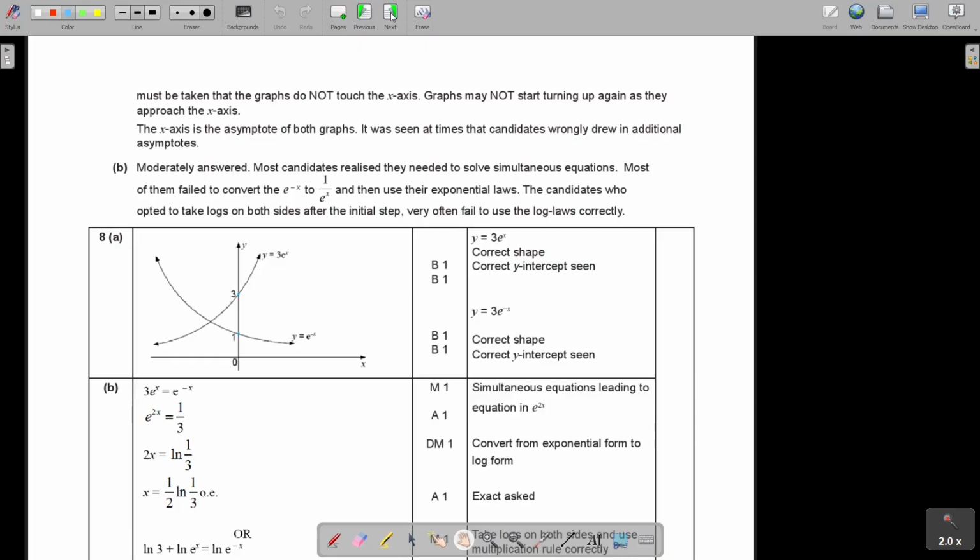Care must be taken that the graphs do not touch the x-axis. Graphs may not start turning up again as they approach the x-axis. So it's very important that they don't turn. You can put arrows there. I did not, but I think rather put arrows to show that it continues. The x-axis is the asymptote of both graphs. It was seen at times that candidates wrongly drew an additional asymptote.